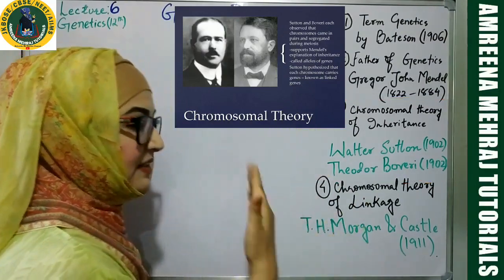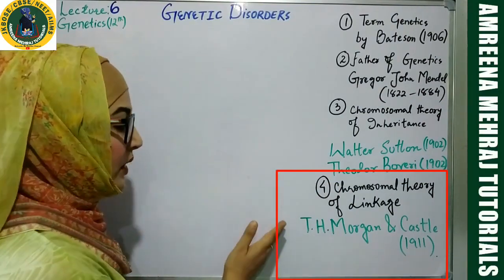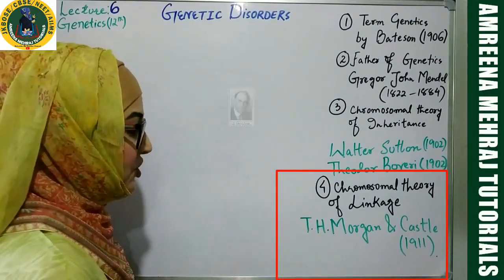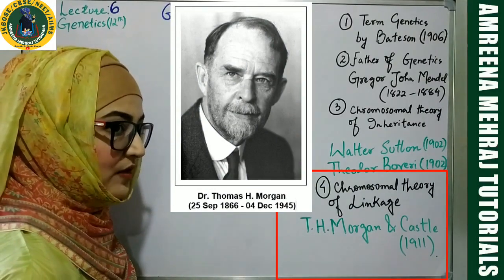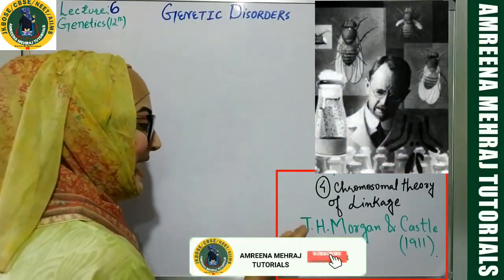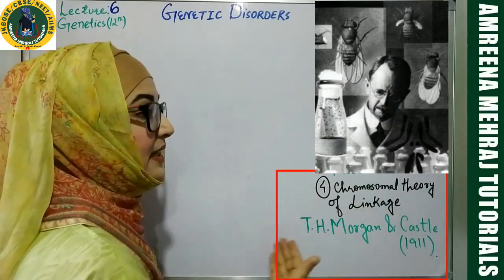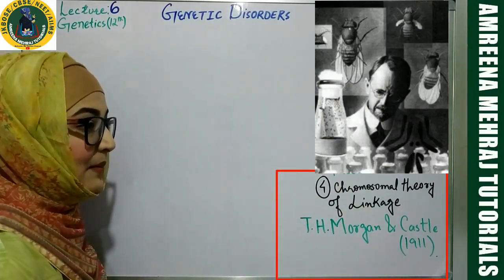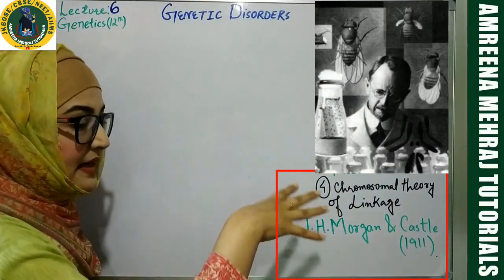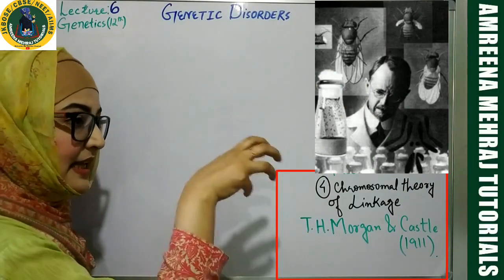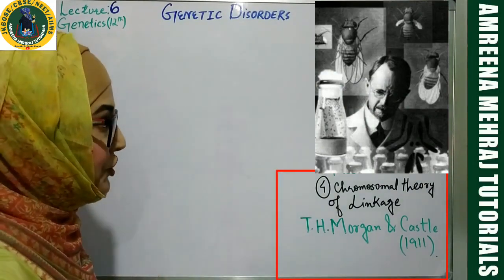Then later on, with further investigations done by an eminent scientist, we call him the father of experimental genetics, Thomas Hunt Morgan. He performed various experiments on Drosophila melanogaster, the fruit fly, and came up with the idea of linkage, what we call the chromosomal theory of linkage. He gave us the idea that certain genes are linked with each other. They do not get separated or segregate. They remain linked with each other once they are transferred from one generation to another generation.